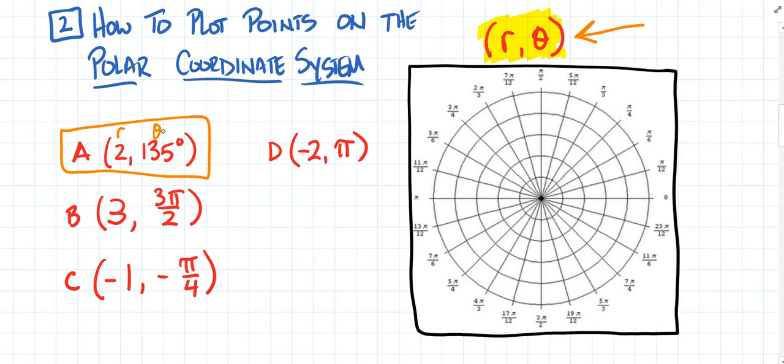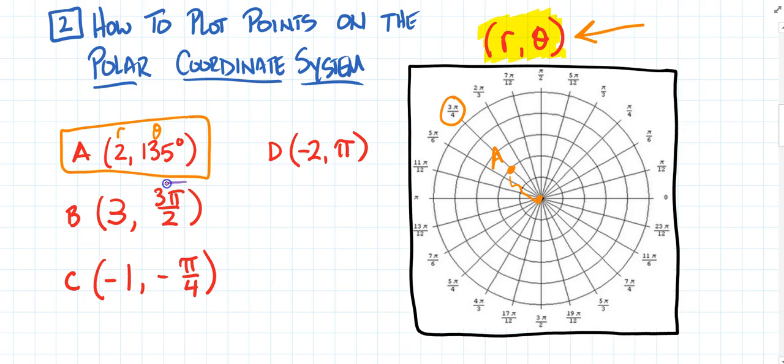The way that you graph these is by doing the angle degree measure first, and I'll tell you why in a second. 135 degrees is the same thing as 3 pi over 4. So I'm going to identify 3 pi over 4 on the polar axis, and then I'm going to go out 2 units from the pole. So if here's the pole, I count 1, 2, and that right there is going to be point A, at 2, 135. That one's not so bad. So I identify the angle first, and then I go a radius of 2 units out from the pole and put point A.